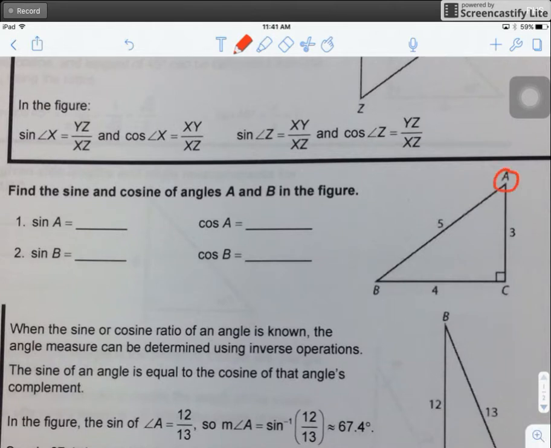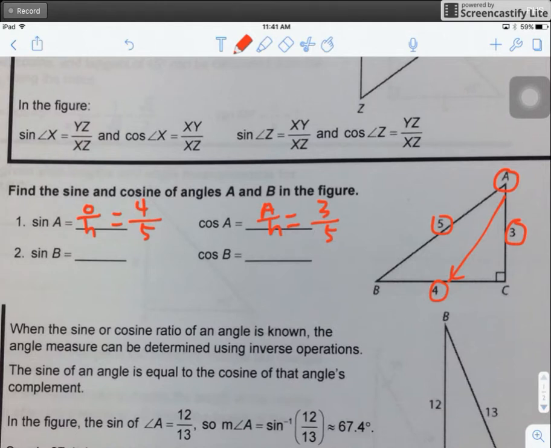So using the ratio again from SOHCAHTOA, we know that sine is equal to opposite over hypotenuse. And in this case, in terms of angle A, the opposite is 4 over the hypotenuse, which is given as 5. And likewise, we can do the same thing for cosine of angle A. The cosine is given by the ratio adjacent over hypotenuse. So in terms of angle A, the adjacent is 3 over the hypotenuse, which is 5.